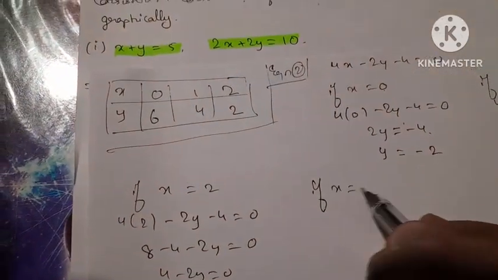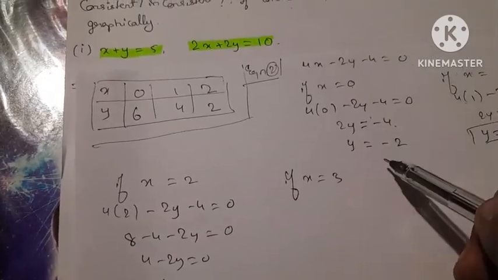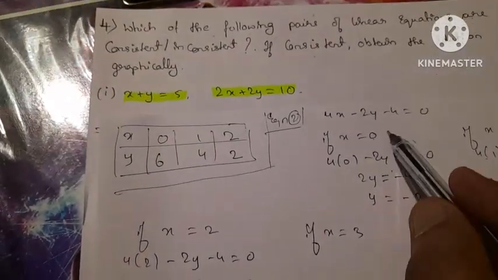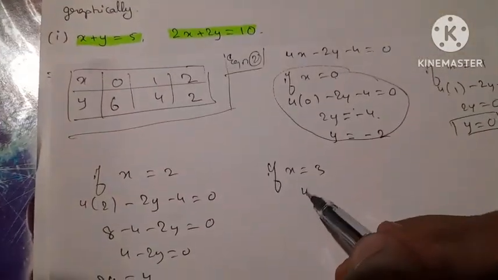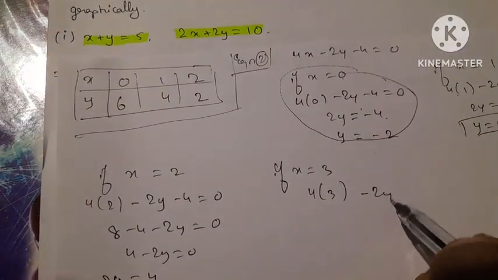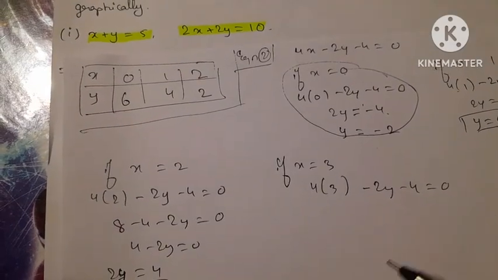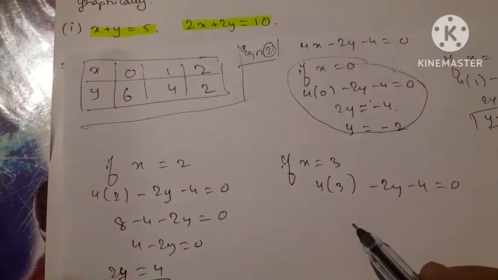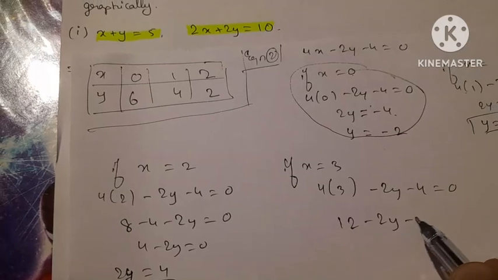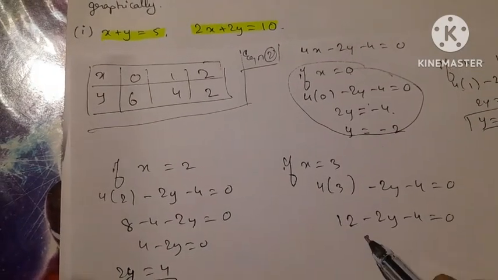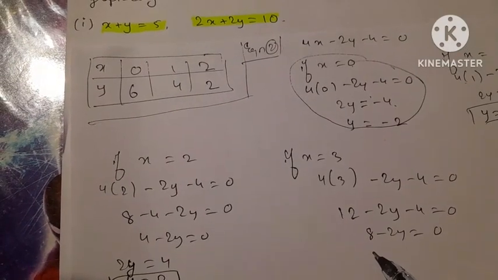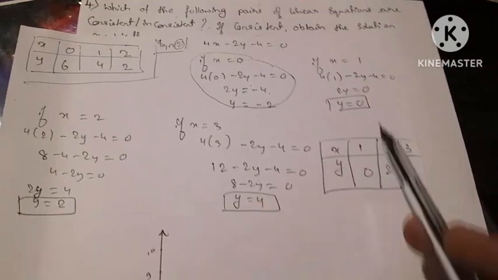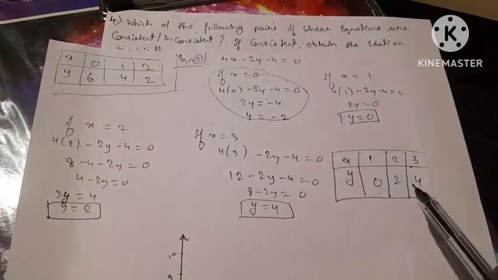If x is equal to 3, we'll just ignore this as the value is going negative. We'll take 1, 2 and 3. 4 into 3 minus 2y minus 4 equal to 0. 12 minus 2y minus 4 equal to 0. So 8 minus 2y equal to 0, and we get the points. I have taken the points here: 1, 0, 2, 2 and 3, 4.